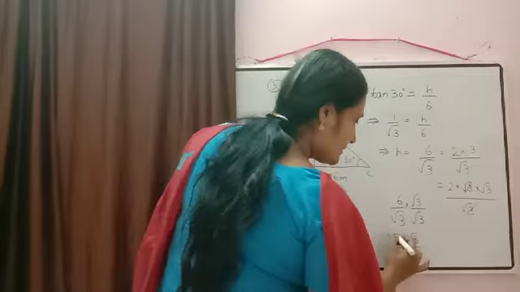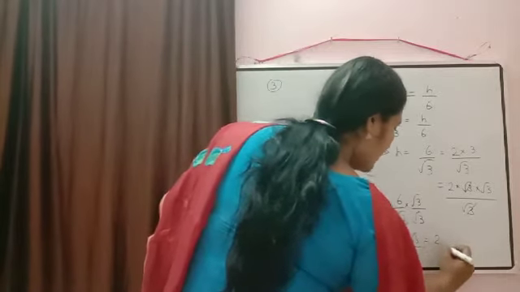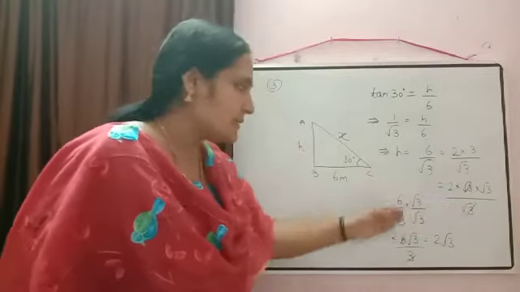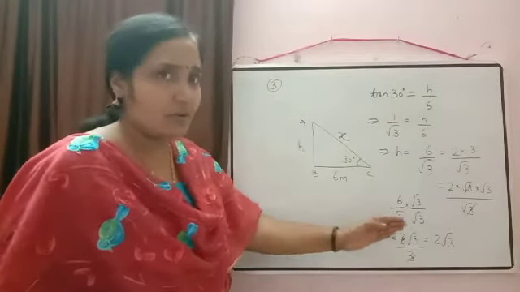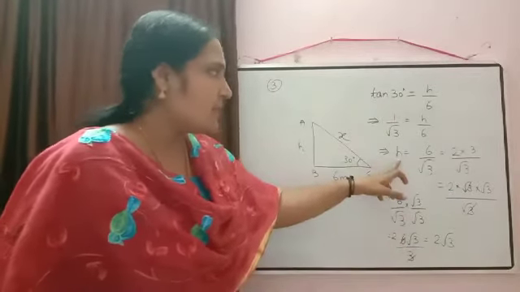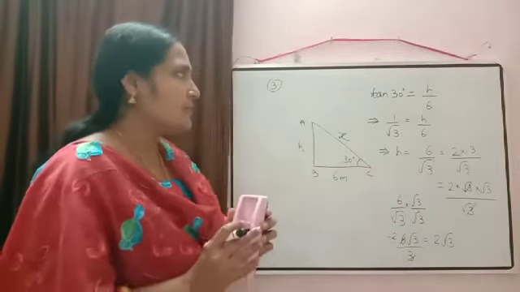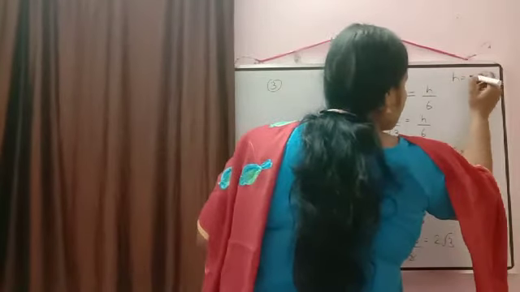Then 3 and 6 will get cancelled. We will get here 2 root 3. So either you can use this method or this method. Which one is easy for you, you can use. At present we got the value of h. So we got h is equal to 2 root 3. So here I am writing, we got h is equal to 2 root 3.